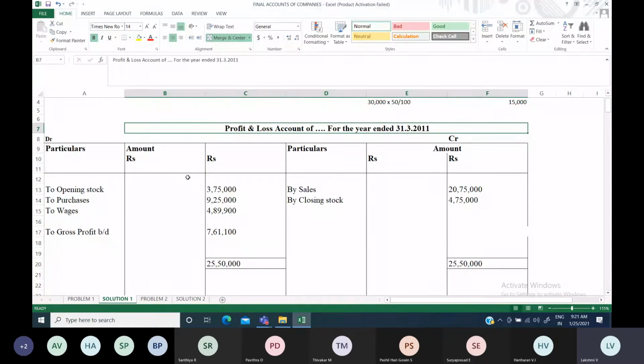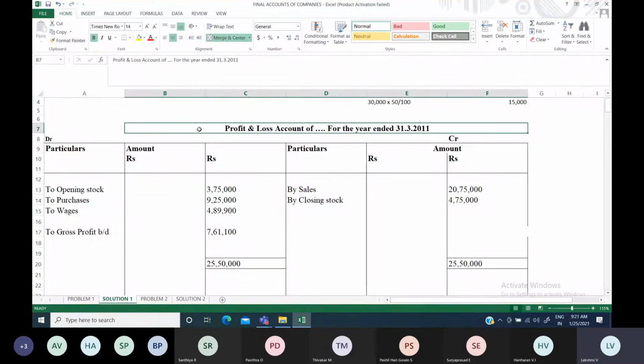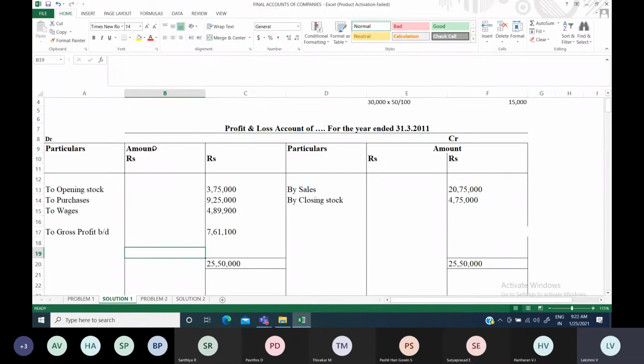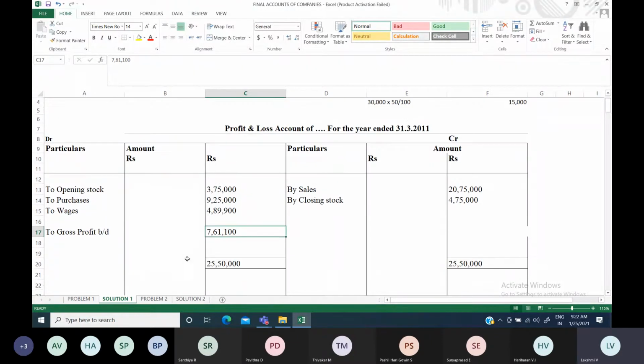Actually, for a sole proprietorship business, we have the trading account, profit and loss account, and balance sheet. But for the company's final accounts, we'll be preparing the profit and loss account, then the profit and loss appropriation account, and then the balance sheet. In the first part of your profit and loss account, all your trading account details will be entered over here, and we'll be finding out the gross profit there. Then we'll be moving on to the profit and loss account.